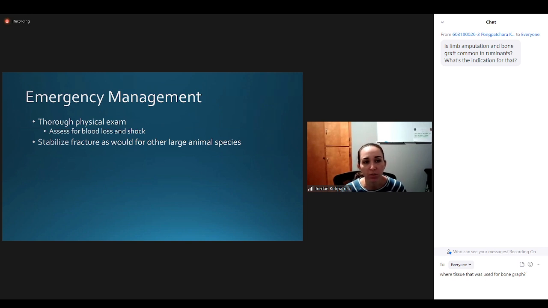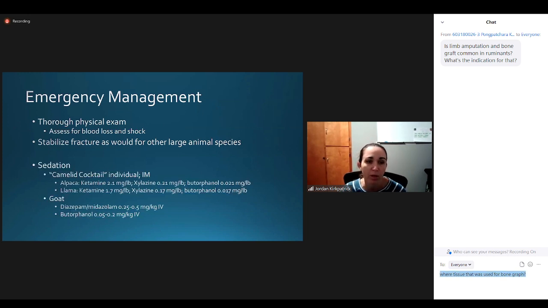Emergency management, so doing a thorough physical exam, and you want to assess for blood loss and shock, and then stabilize the fracture, which again, I'll talk about that more in the equine lecture. This is just some sedation options for them. One we call here a camelid cocktail.